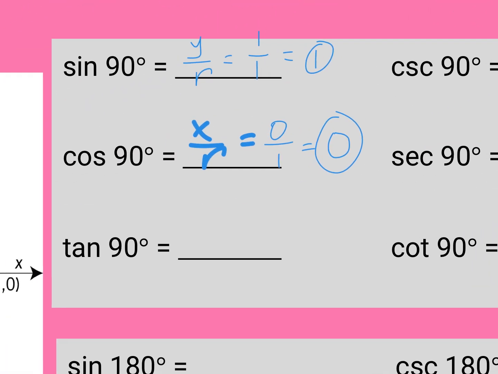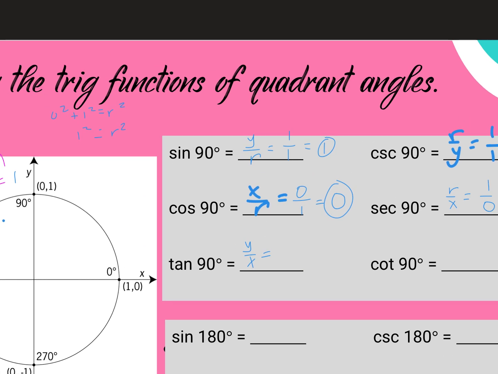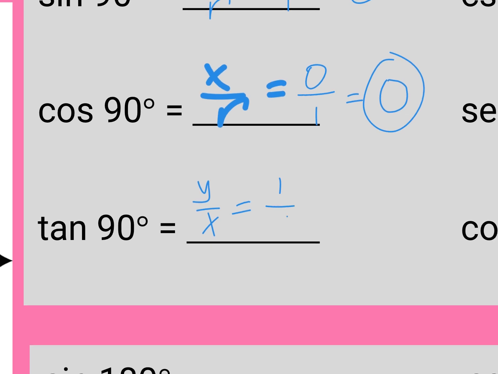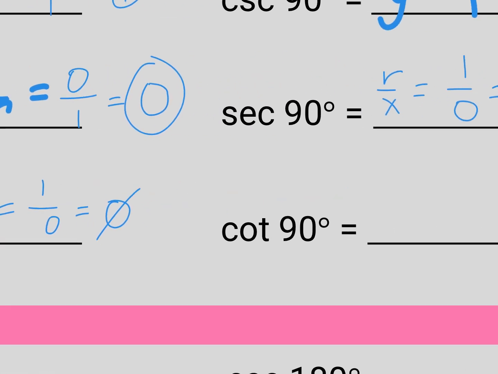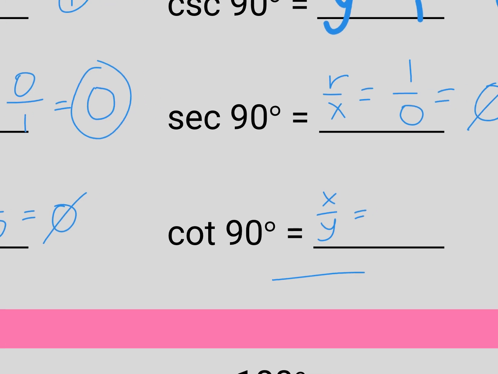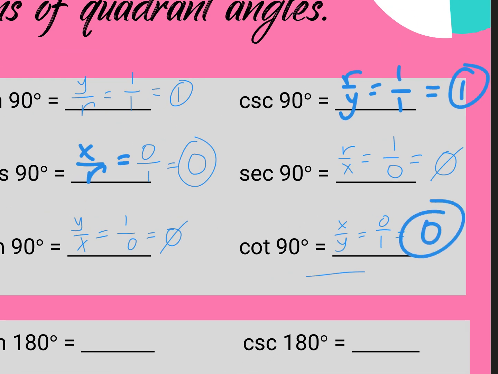So let's go back and let's find our tangent. Remind me again what the ratio is for tangent. Y over x, okay. What's your y value? 1 over your x value is 0. So my answer here is undefined, no solution. What's the cotangent ratio? X over y. So I flip that, becomes what? 0 over 1, which is 0. Perfect. Our quadrant angles, guys, are always going to give you either 1, 0, or undefined.